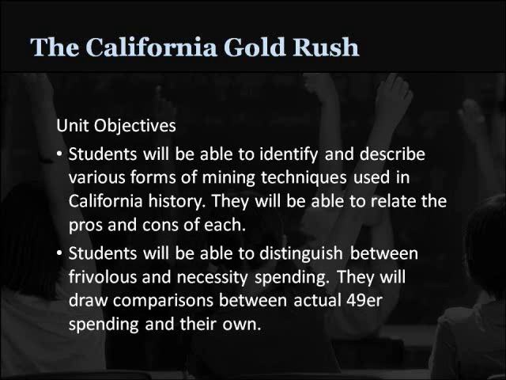Students will also be able to identify several other things as well. Students will be able to list various forms of mining techniques. They're going to learn about how gold mining actually took place in California. They're also going to learn about how the real people had to make choices every day on how they used their money. What was successful, what wasn't. They're going to be able to make comparisons between the spending of the 49ers and their own personal spending.